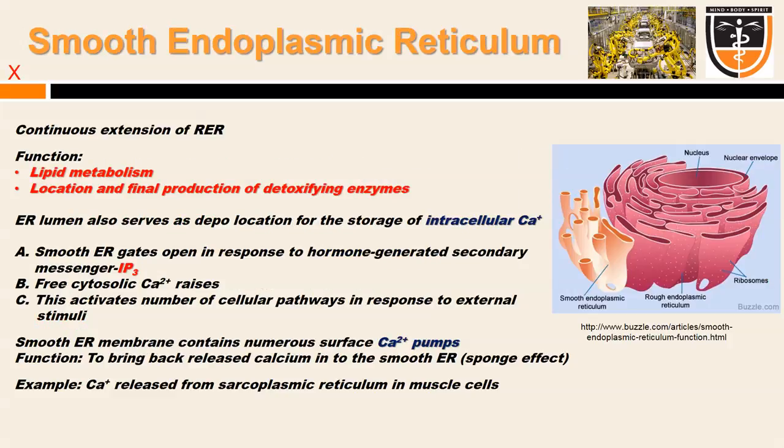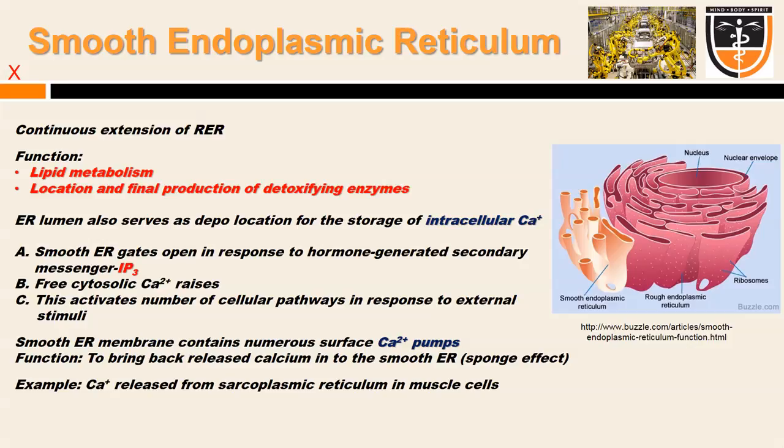Now, smooth endoplasmic reticulum is actually a continuous extension of rough endoplasmic reticulum. And what is the characteristic of smooth endoplasmic reticulum? We mentioned it. It will carry all those proteins. They will then pop out of it and travel to the Golgi apparatus. But another important thing is that smooth endoplasmic reticulum doesn't have attached ribosomes on it. And more importantly, it's involved in lipid metabolism. That's the area where the lipids are broken down in a cell, and it is the location of final production of detoxifying enzymes that help detoxify your cells.